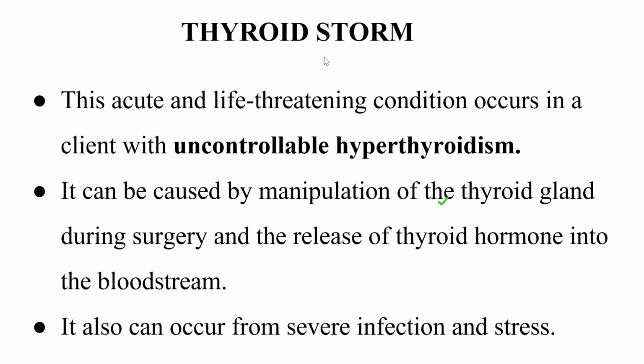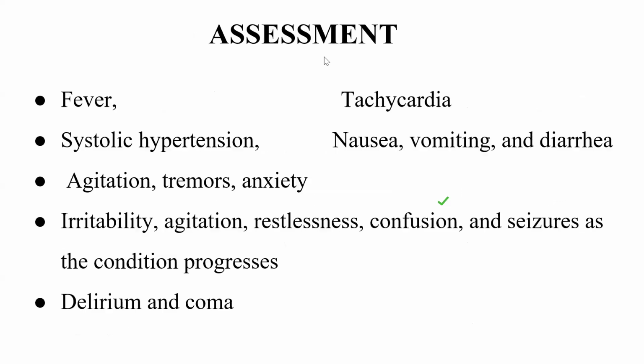What is thyroid storm? This is an acute and life-threatening condition occurring in clients with uncontrolled hyperthyroidism. When a client is having hyperthyroidism at an uncontrollable rate, it becomes a storm. It can be caused by manipulation of the thyroid gland during surgery and the release of thyroid hormone into the bloodstream. It can also occur from severe infection and stress.